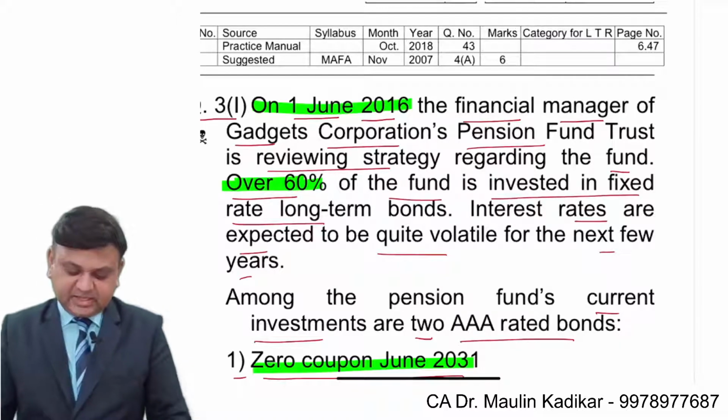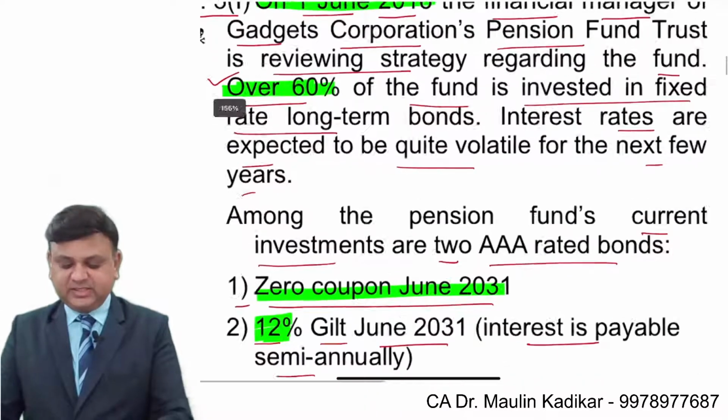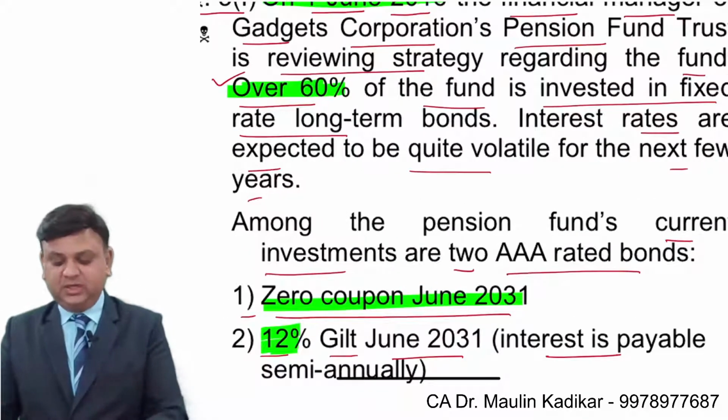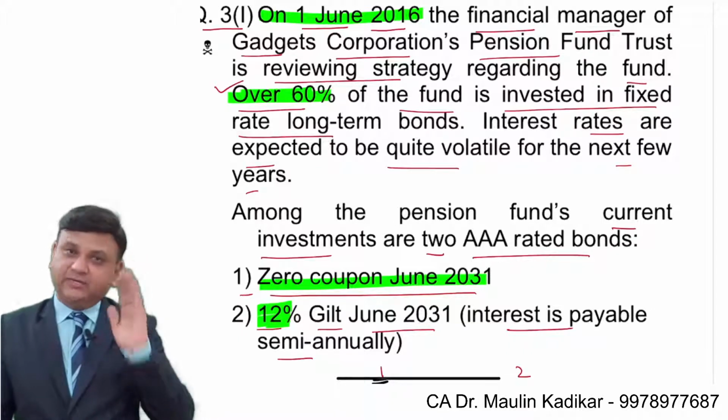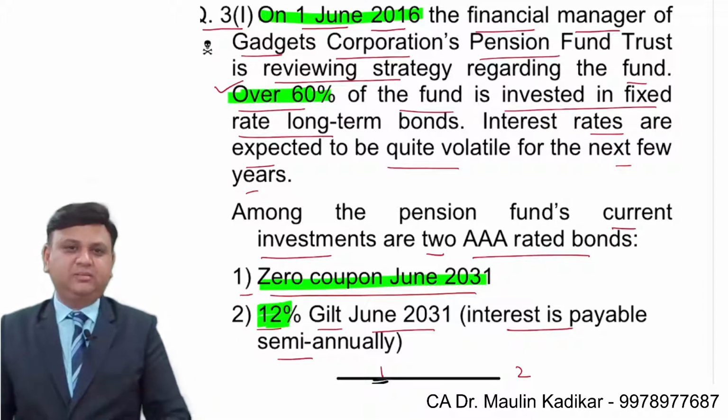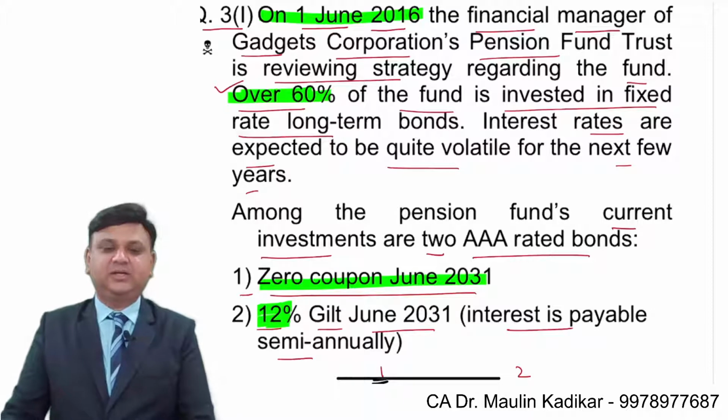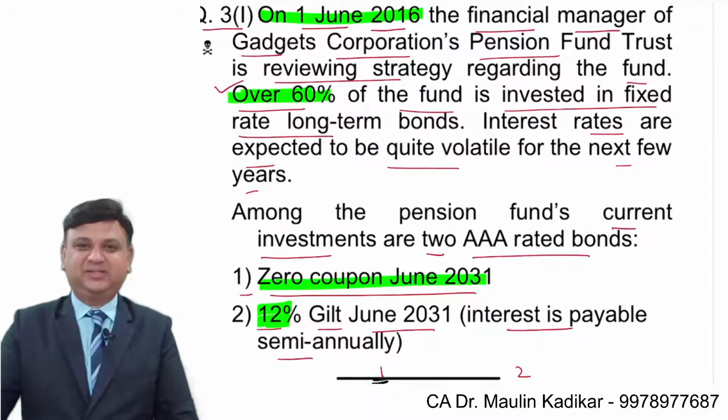A student is asking, what is the use of the 60%? The simple answer is that this is of no use to us, because we just have to do the valuation of the individual security. So this 60% information is of no use to us.